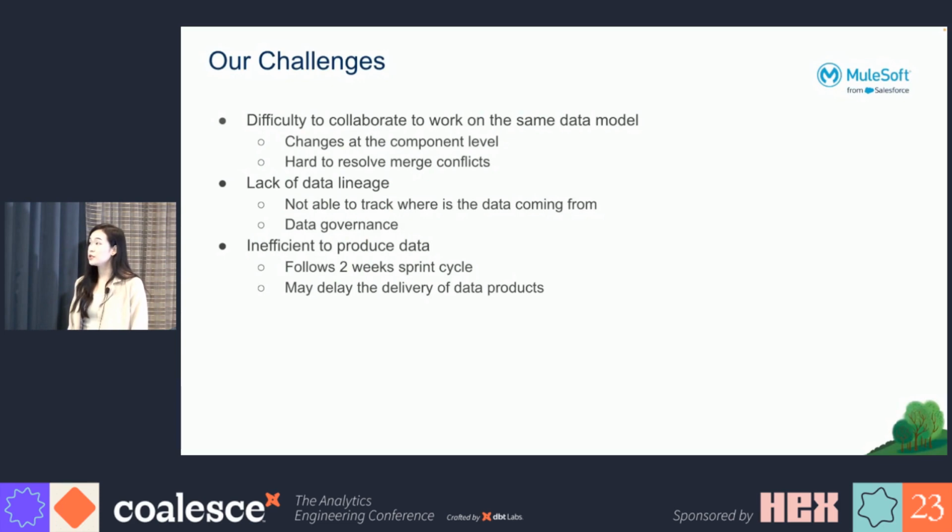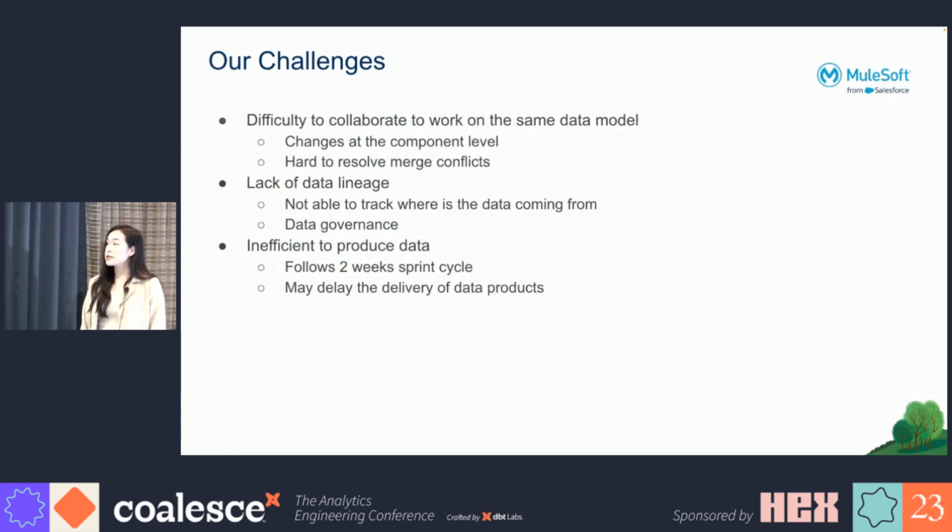The second challenge we were facing is the lack of data lineage. We were not able to track where the data was coming from. A lot of times I got a message from our stakeholders asking me, where's the data coming from for this particular data warehouse column? And I have to stop my work, log into the instance, check the SQL manually, and get back to them later. So this is definitely inefficient for data governance.